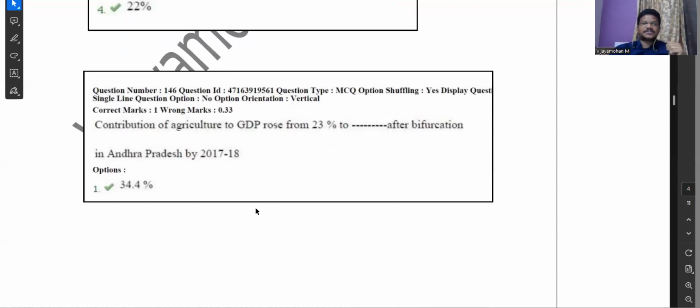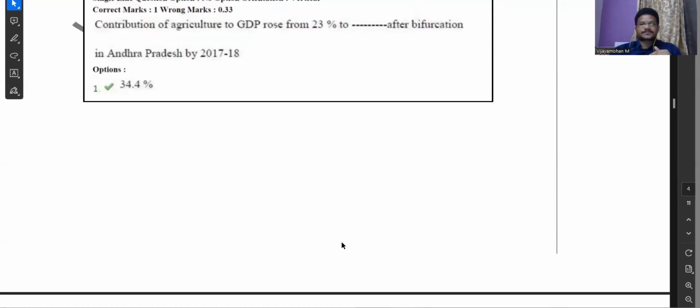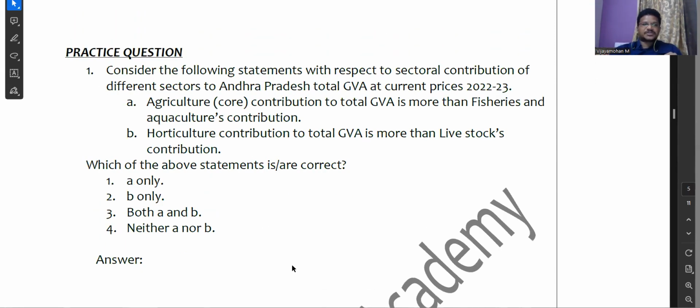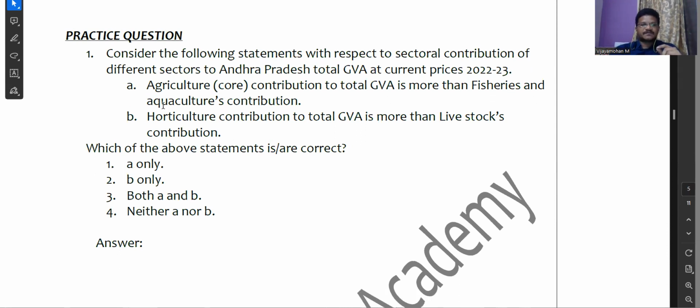So this is the way that you need to look at the question paper. So this is the direct question. If he wants to stress or twist the question, then he will go a little bit deeper. For example, I framed one practice question. Consider the following statements with respect to sectoral contribution of different sectors of Andhra Pradesh total GVA at current prices 2022-23. First statement: agriculture contribution to total GVA is more than fisheries and aquaculture's contribution. And horticulture contribution to total GVA is more than the livestock contribution.